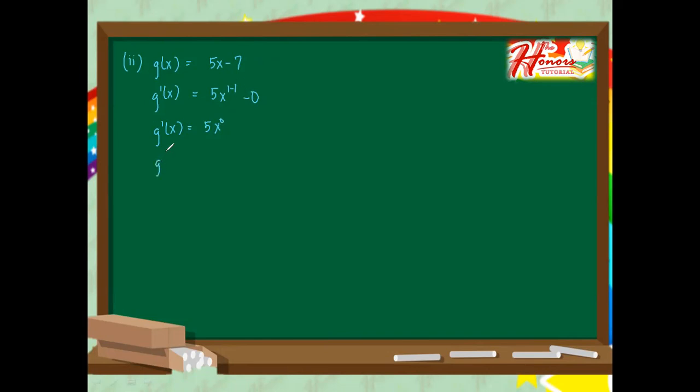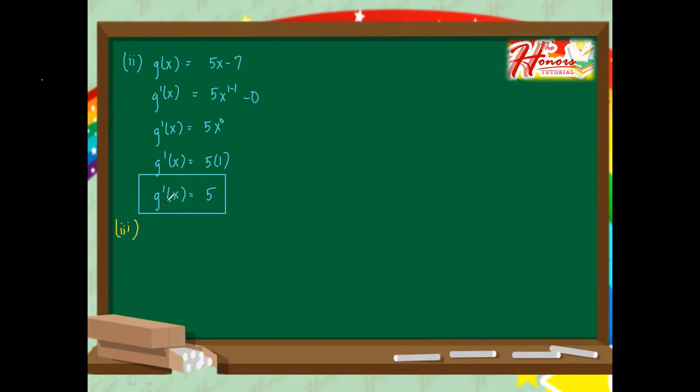So let's continue. G prime of x is equal to 5 times 1. Why is it times 1? Because the exponent is 0 here. So any number or term that you raise to 0 is equal to 1. Now we have here g prime of x is equal to 5 times 1, that's 5. So this is the value of our g prime of x. Let's continue solving. So now this will be the third part of the solution.